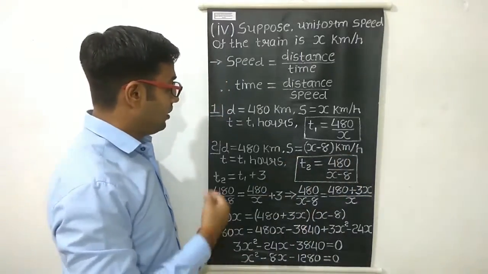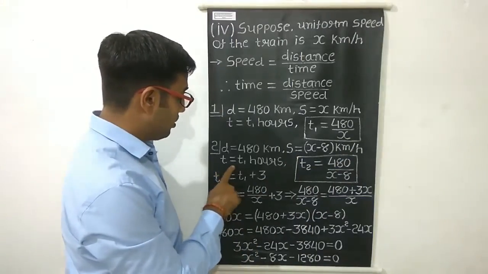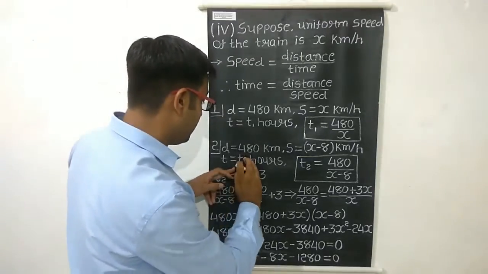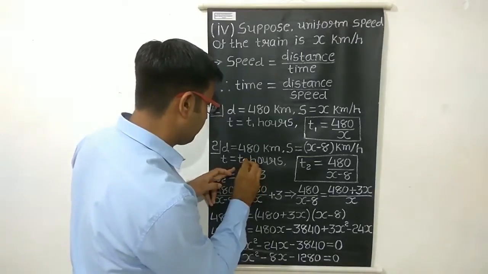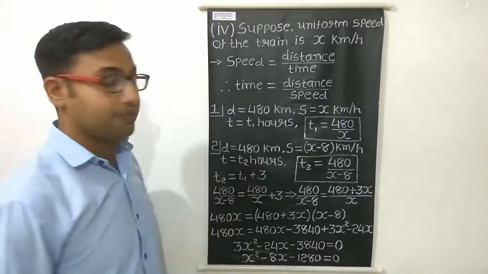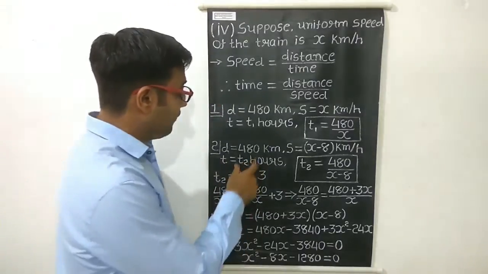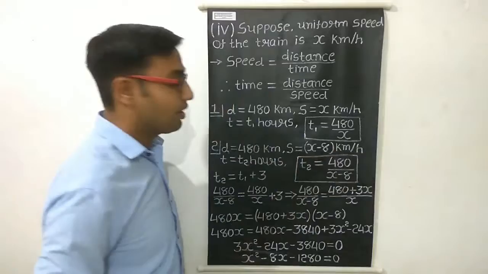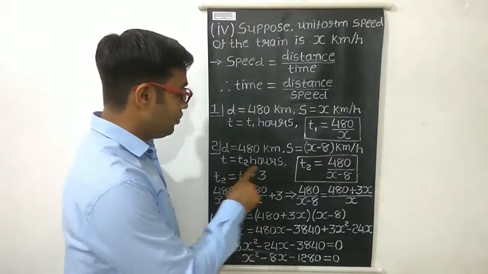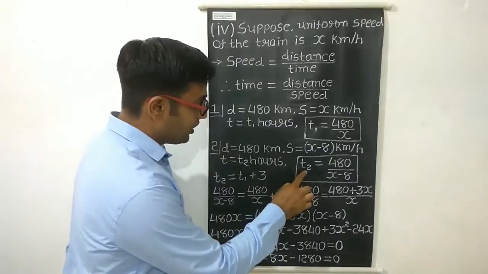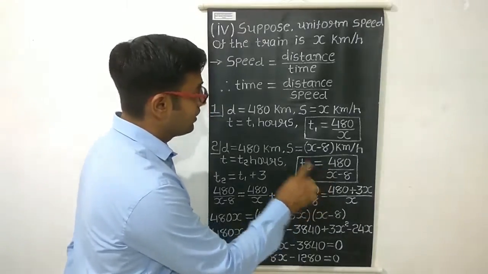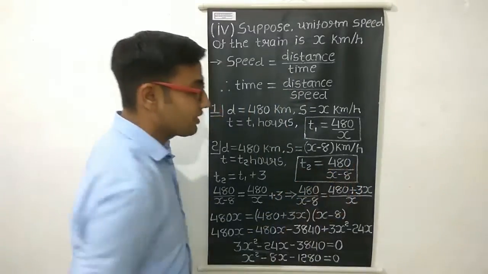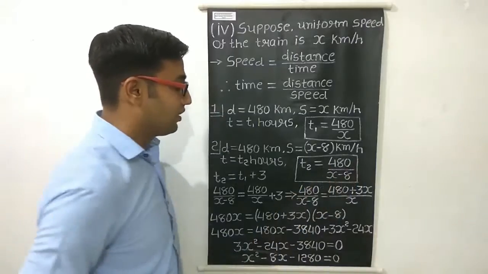And in this case, let's suppose it takes t2 hours of the time. So to cover the 480 kilometer distance at x minus 8 kilometer per hour speed, the train takes t2 hours of the time. So we can write it as t2 is equal to distance over speed. Time is equal to distance over speed. So t2 time is equal to 480 kilometer upon x minus 8. That is the new speed.